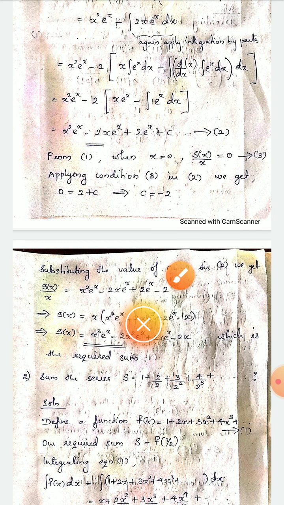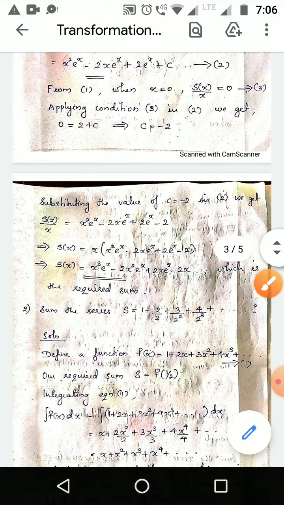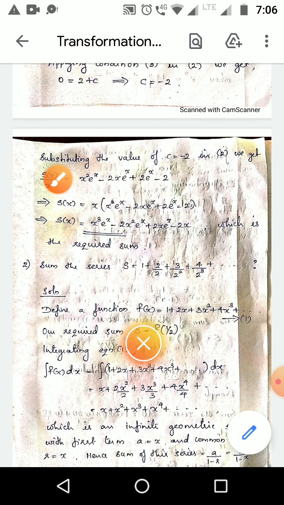Substitute the value of c is equal to minus 2 in equation number 2. So we found the constant of integration using condition 3. So in equation number 2, put c is equal to minus 2. The equation number 2 becomes s of x by x is equal to x square e raised to x minus 2x e raised to x plus 2 e raised to x minus 2. Okay, so it is s of x by x.